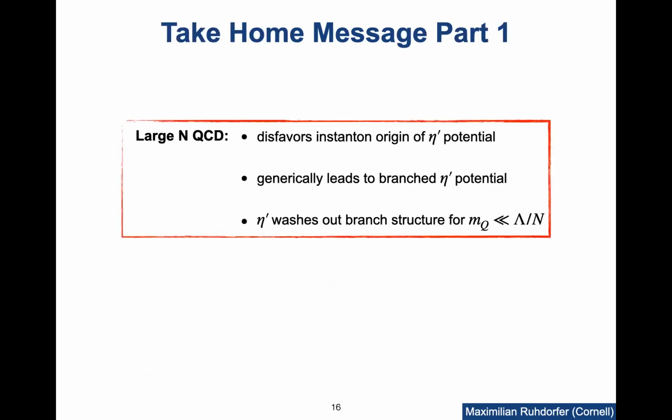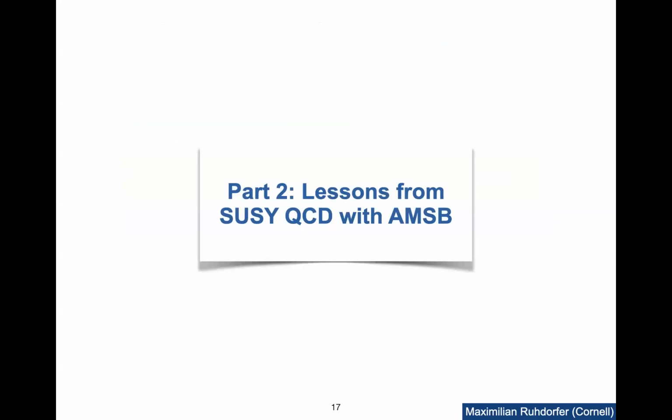Okay, so the take-home message from this first part: the large N_c limit favors an instanton origin of the eta prime potential and also the axion potential. It generically leads to a branched theta prime potential, and theta prime washes out the branch structure. Of course, all of this is not new, this has been known. But now we want to check if this still holds true in a QCD-like theory, which in our case is supersymmetric QCD. Okay, are there any questions about this part before I go on to supersymmetry?